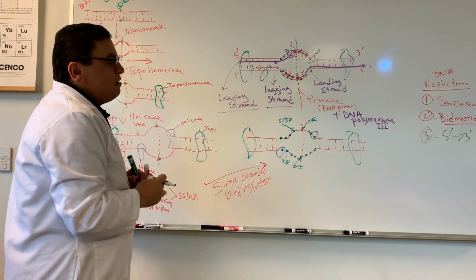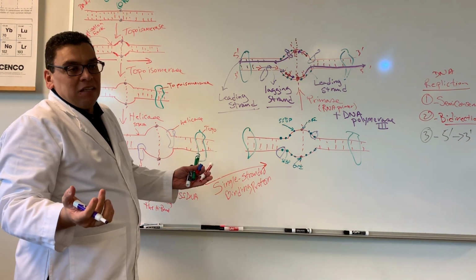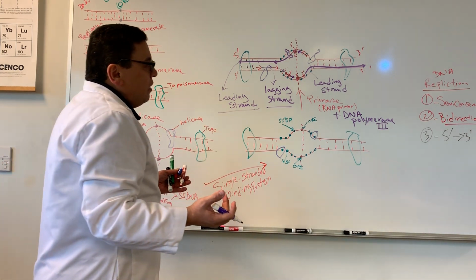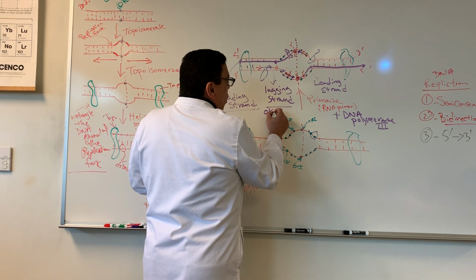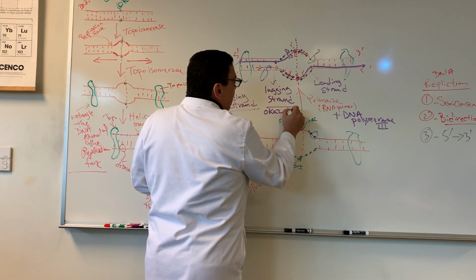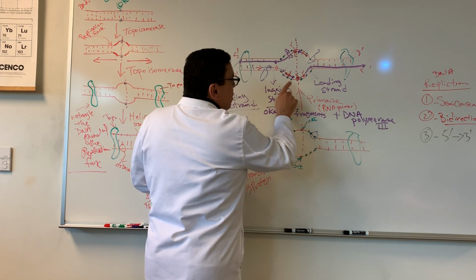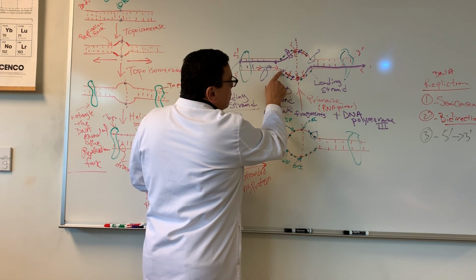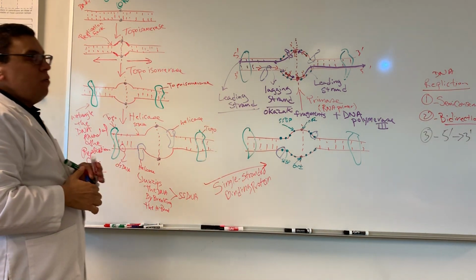Lagging strand is made discontinuously, which means in pieces. The name of the pieces is Okazaki fragments. That's the name of the pieces. So that's an Okazaki fragment. That's an Okazaki fragment. So let's do it again.